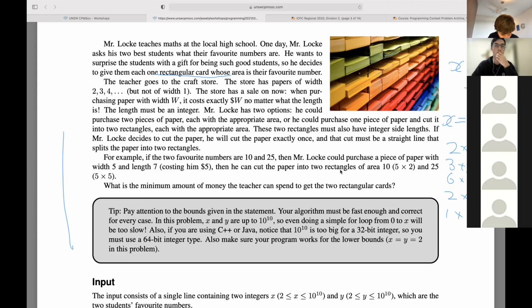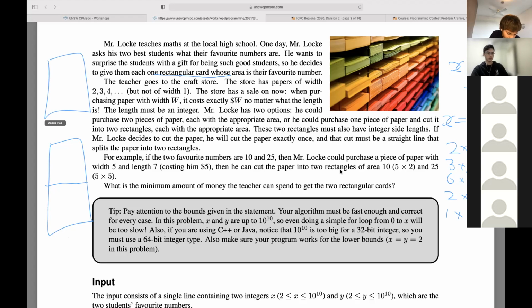So you can buy one piece of paper and do one cut, either a horizontal cut or a vertical cut. And that vertical cut or horizontal cut must cut the paper into two pieces which have integer side lengths too. So he could buy a 3x10 piece of paper and cut it into a 3x4 and a 3x6 to make one of size 12, one of size 18, for example.